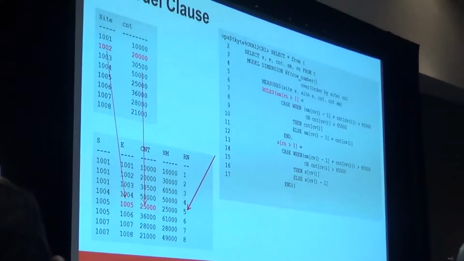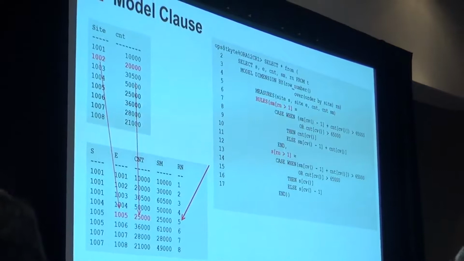Now you sort of see how this goes. It's going to take you a while to be able to write a query with the model clause. However, much like analytics, once you get the hang of it, once you learn a couple of the constructs, you'll be able to write some pretty impressive stuff. You know, we keep moving through here. The 50,000 plus the 25,000, that exceeds that threshold, create the next group, and so on.